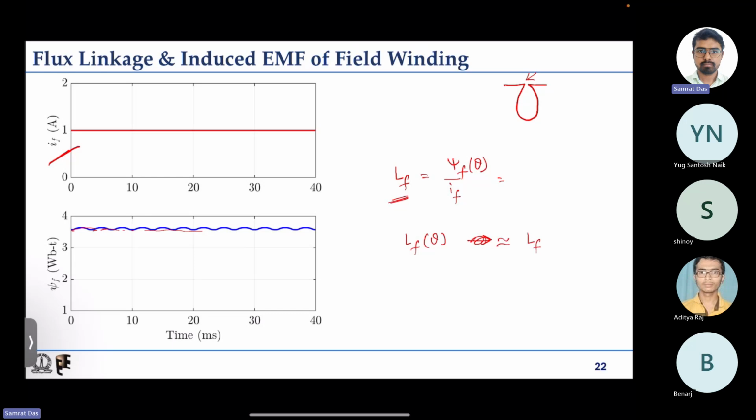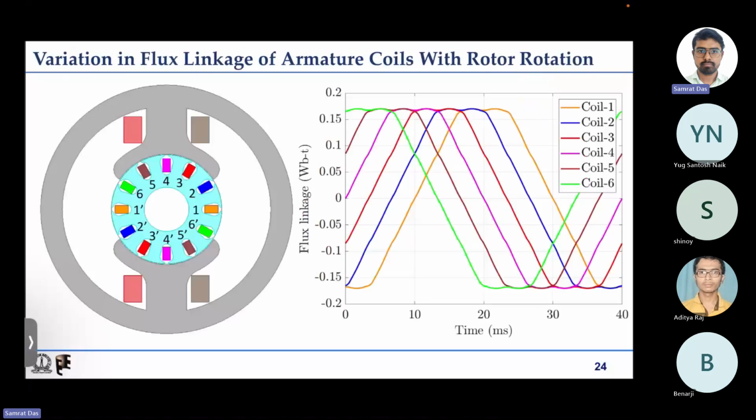And you know that any winding will have some resistance. So we can describe the field winding as a series combination of some resistance that represents the IR drop and a constant inductance, that is LF. So we saw how to model that.